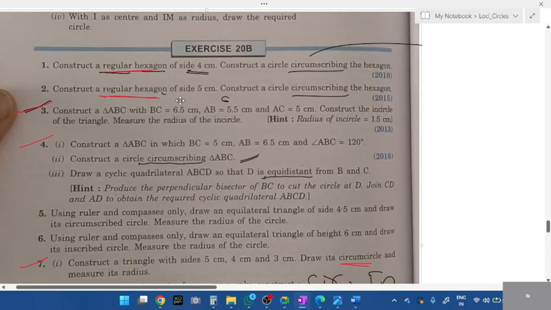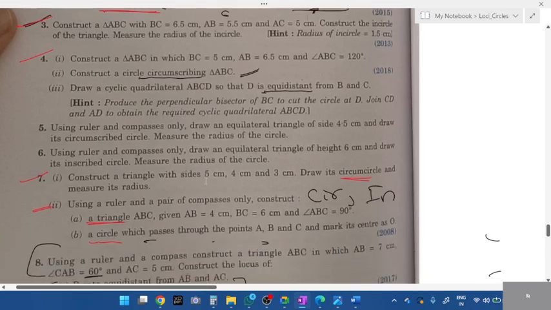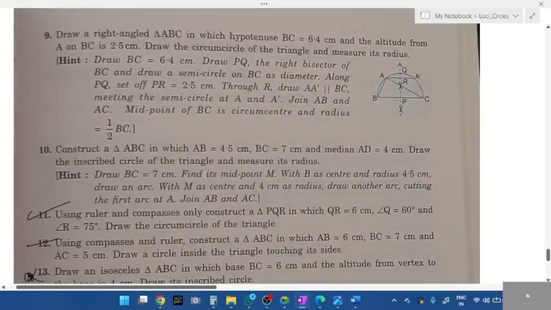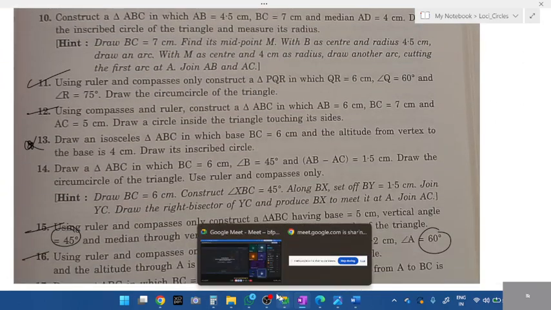Yeah, if you want, try the second one for homework, students. After the class, just take 10 minutes time and do this. Hexagon 5 centimeter, draw circumscribing. This is circumscribing. Draw Incircle. See any Incircle question and complete it, students. Evening we'll do 2 questions. Fine, that's it for today.